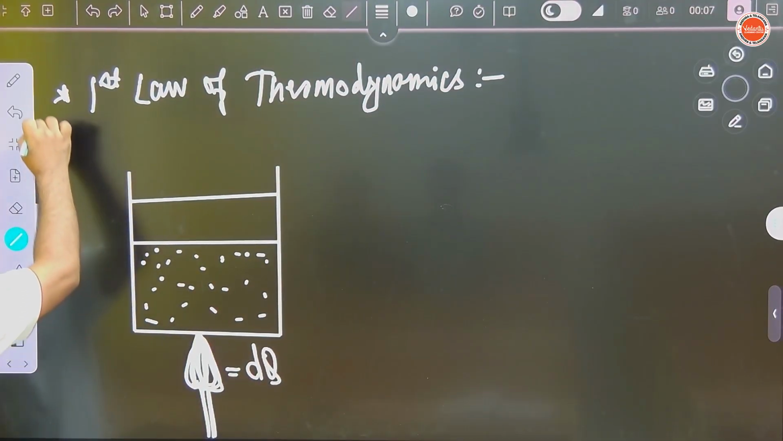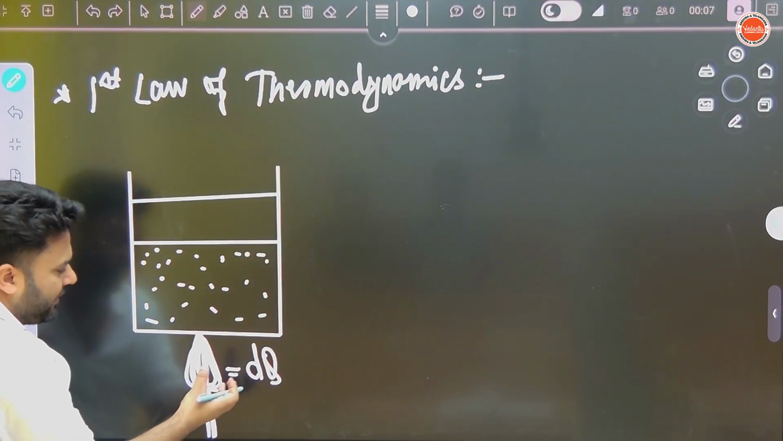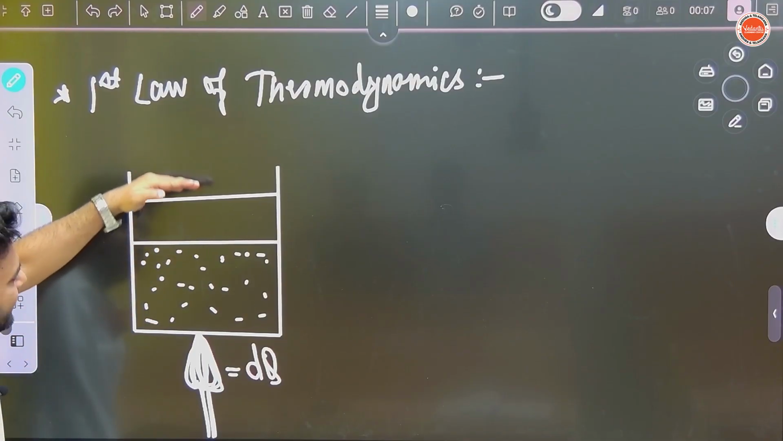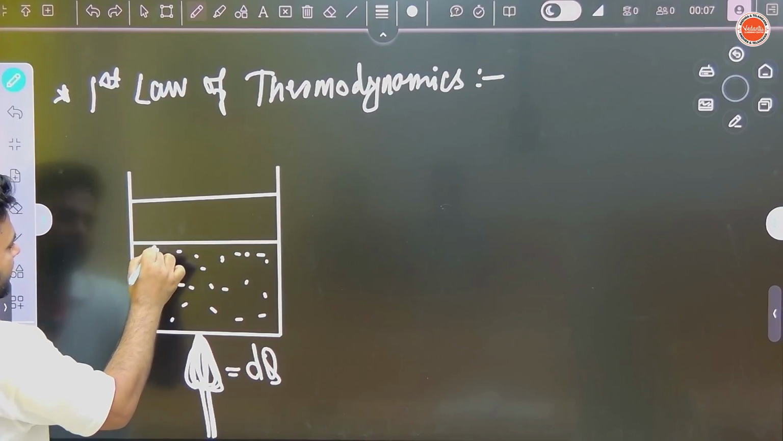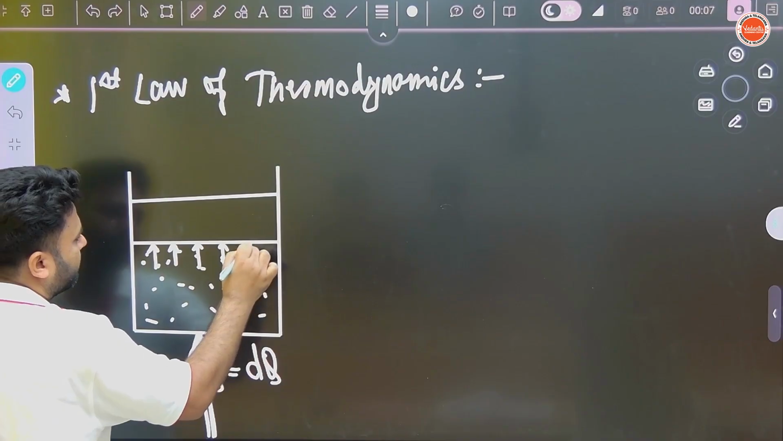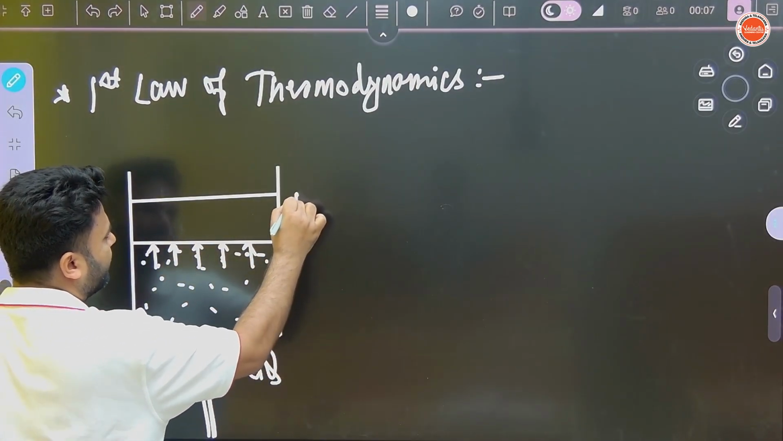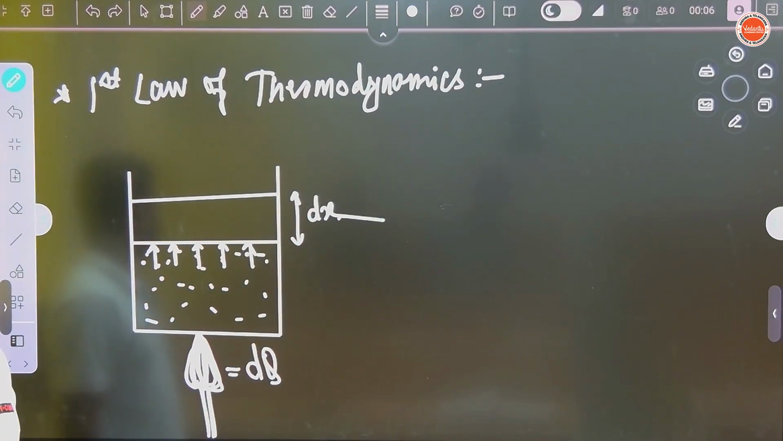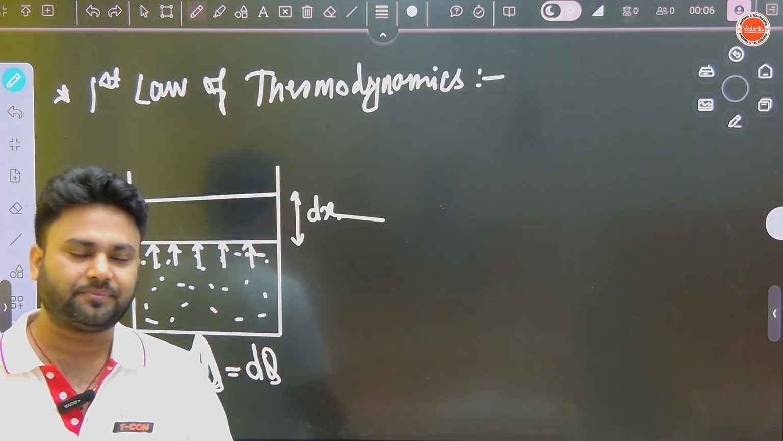So what we can see, these gas molecules, whenever they acquire some heat, they become energetic and they push this lid from here to here. Means they are applying some force, and there is displacement of this cover, lid, suppose dx. Means they are doing some work. These gas molecules are doing some work.